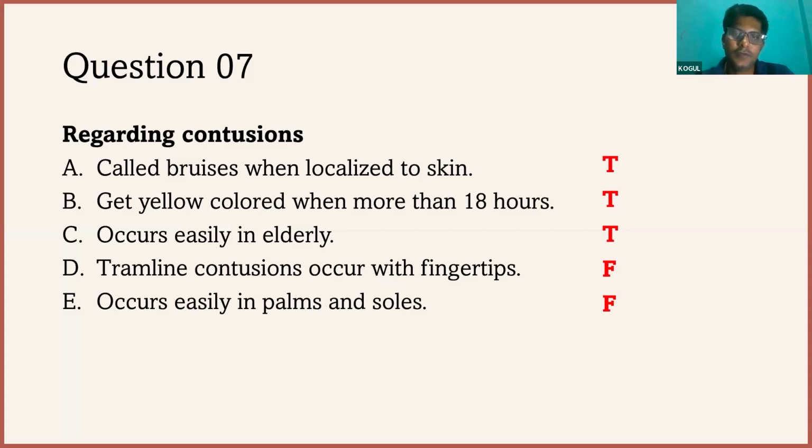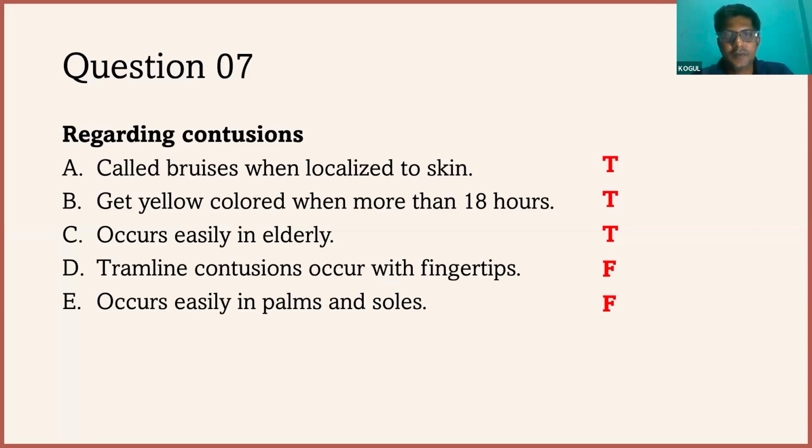Tramline contusions occur with the fingertips. That is false. No, fingertip is a discoid contusion. So it's a round shape, discoid appearance. Tramline contusion is usually associated with cylindrical or elongated weapons.